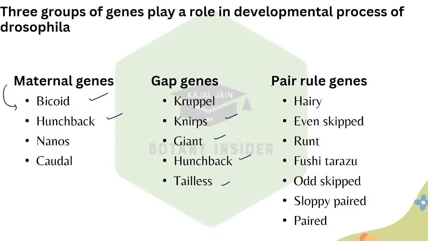Then in the pair rule genes, you have hairy, even-skipped, runt, fushi tarazu, then odd-skipped, sloppy-paired, and paired.